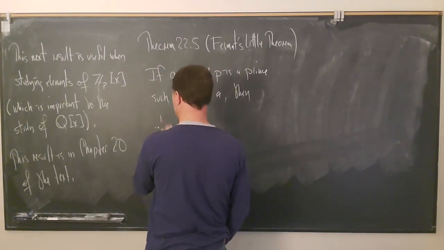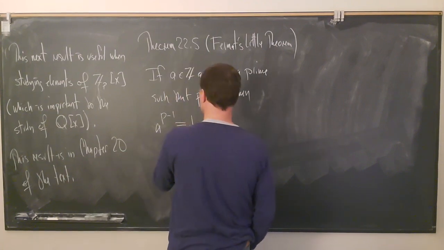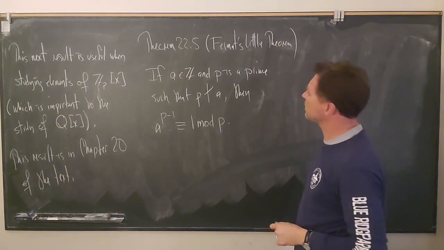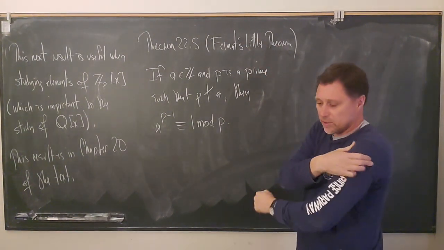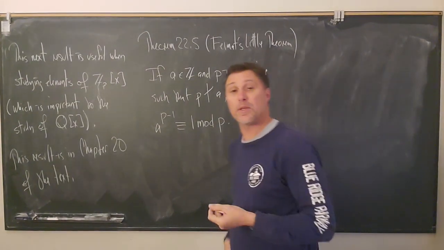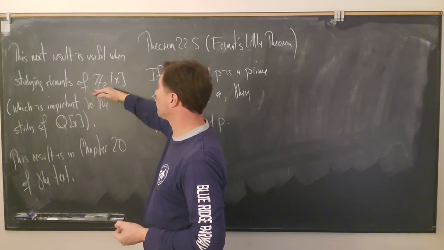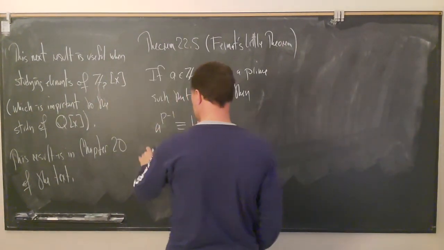a to the p minus 1 is congruent to 1 mod p. So it's a famous result, obviously named after Fermat. You typically see this in number theory, and it's going to be useful for us also, because we're going to want to study polynomials and the roots of polynomials in Zp[x]. So let's prove this.